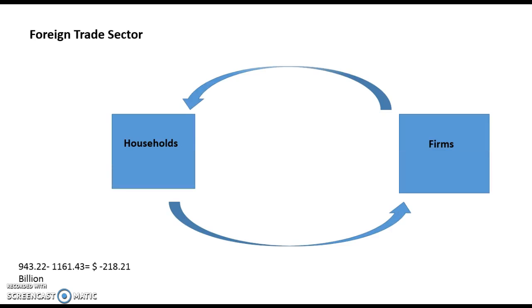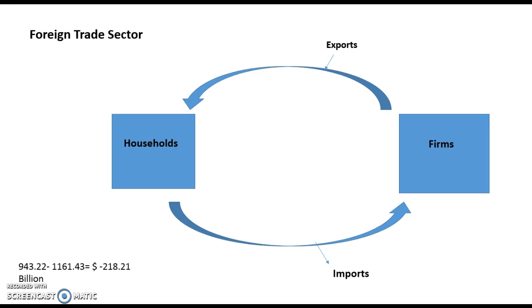Now we're going to go more in depth and start going into the four-sector circular flow diagram. We no longer refer to it as closed because we have leakages and injections. Today we're going to be looking at foreign trade, the foreign trade sector within the United States of America. In this diagram, we see it as exports and imports.